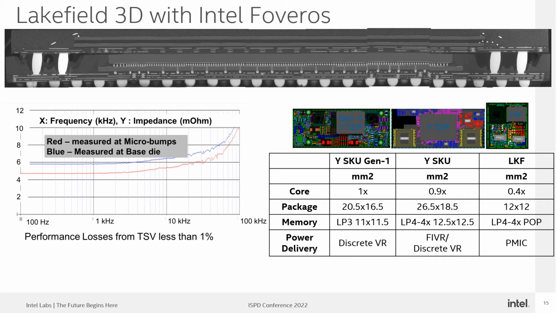And if we look at the Lakefield solution with respect to the SKUs in the mobile products, if we look at LP memory of LPDDR3, LPDDR4 versus LPDDR4 in Lakefield, the core went down by 0.4x in size. The package became only 12 by 12, which was very small compared to the other packages. If you look at the dimensions, everything is half, so it's like a 1/4 size solution. We had POP, package on package memory, and we used PMIC to do the power delivery solution. Lakefield was deployed and used in various external products.